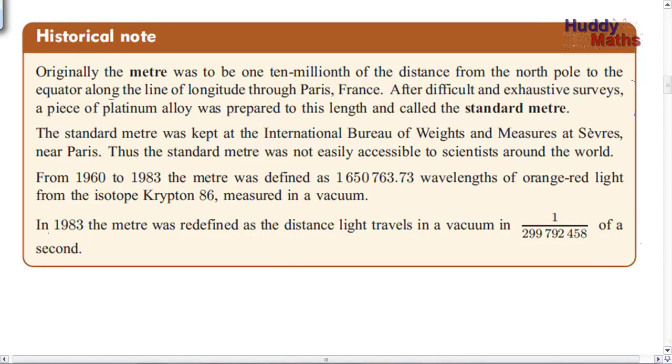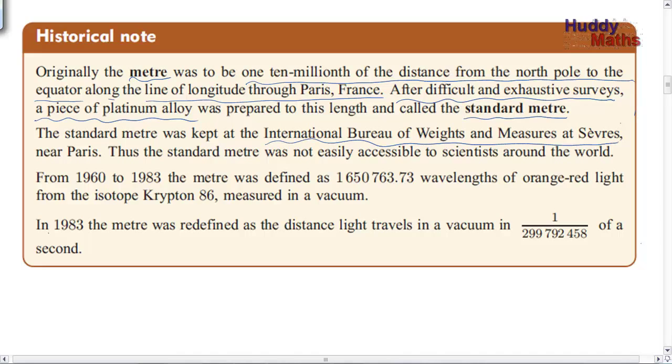These screen clippings are from Hayes and Harris Publications, so you should go and get their book. So originally the metre was to be 1/10,000,000th of the distance from the North Pole to the equator, along the line of longitude through Paris. They did a lot of surveys and got exhausted by the looks of things. They worked out that a piece of platinum alloy, because that's a metal that's hard to destroy, would be kept as the standard metre, which was 1/10,000,000th of their estimated distance from the North Pole to the equator. And this was kept near Paris.